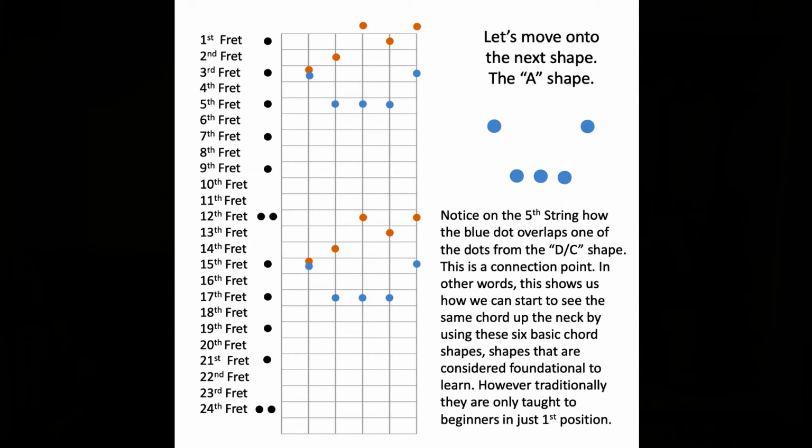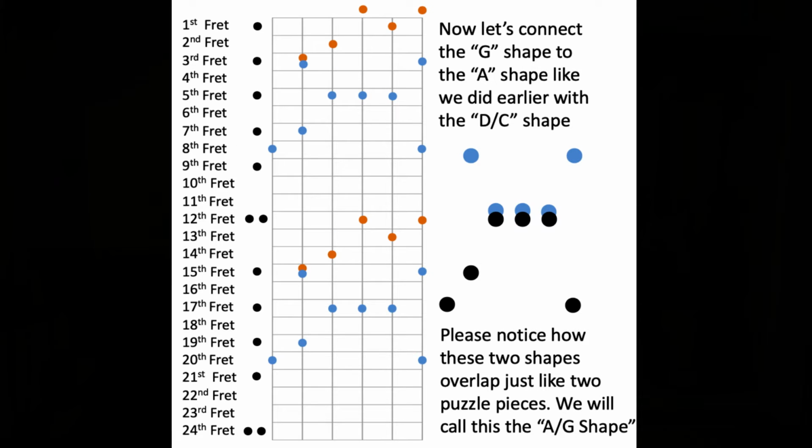Okay, now moving on, we're going to take that A shape and we're also going to put a G shape down. And you can see on the right-hand side how I've got this G shape in black and I've kind of overlaid it with the A shape. We did this earlier with the DC shape, so this is nothing new. We're just overlapping these shapes. So now I've got 2 really big chord shapes. I've got the DC shape and I've got the AG shape.